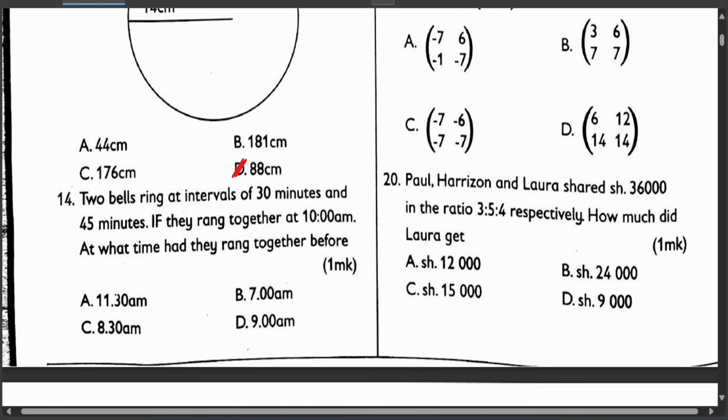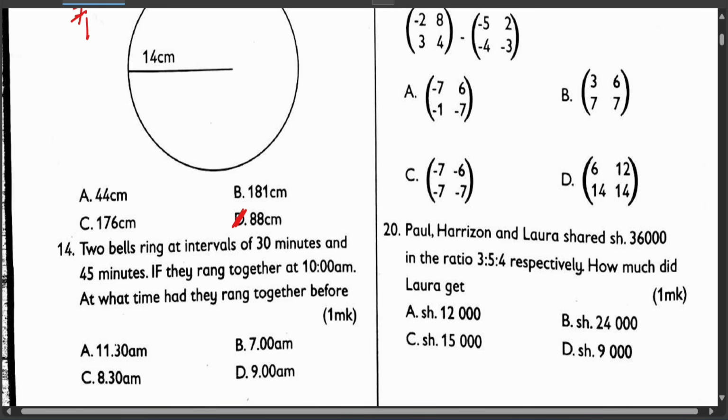Question 14. Two bells ring at intervals of 30 minutes and 45 minutes. If they rang together at 10 a.m., at what time had they rang together before?